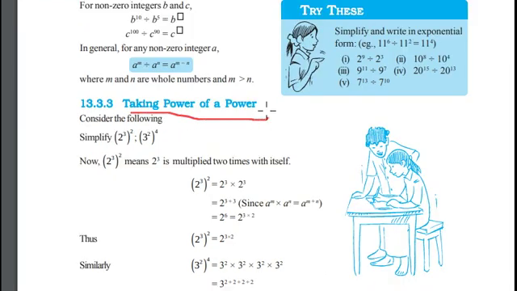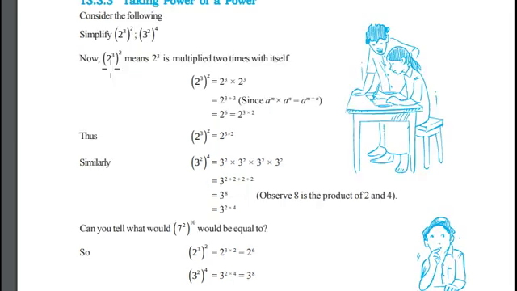Taking power of a power. We know this is 2 to the power of 3. Now we are taking this whole to the power 2. 2 to the power of 3 whole to the power 2. Now let us take an example. 2 to the power of 3 to the power of 2 means 2 to the power of 3 is multiplied 2 times with itself. So 2 to the power of 3 times 2 to the power of 3.